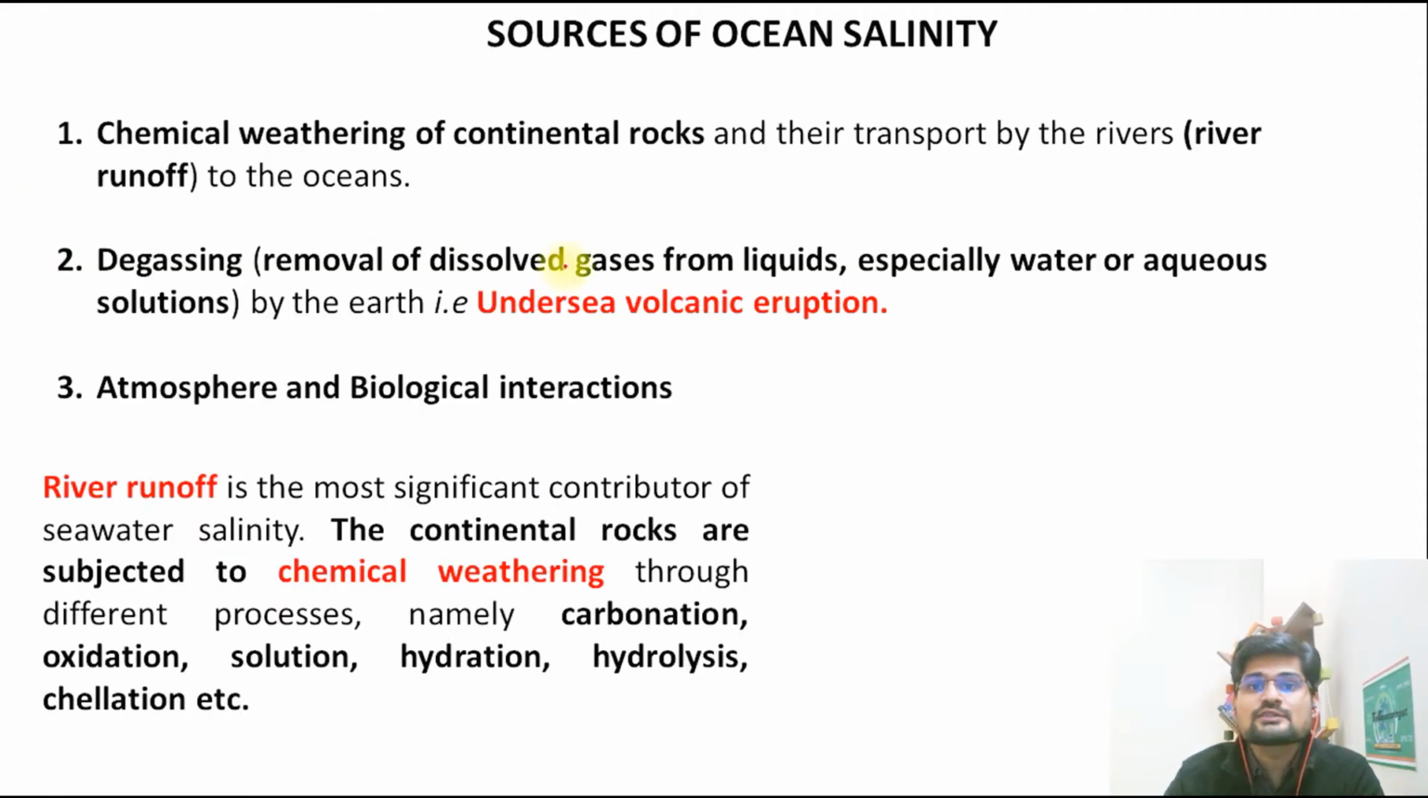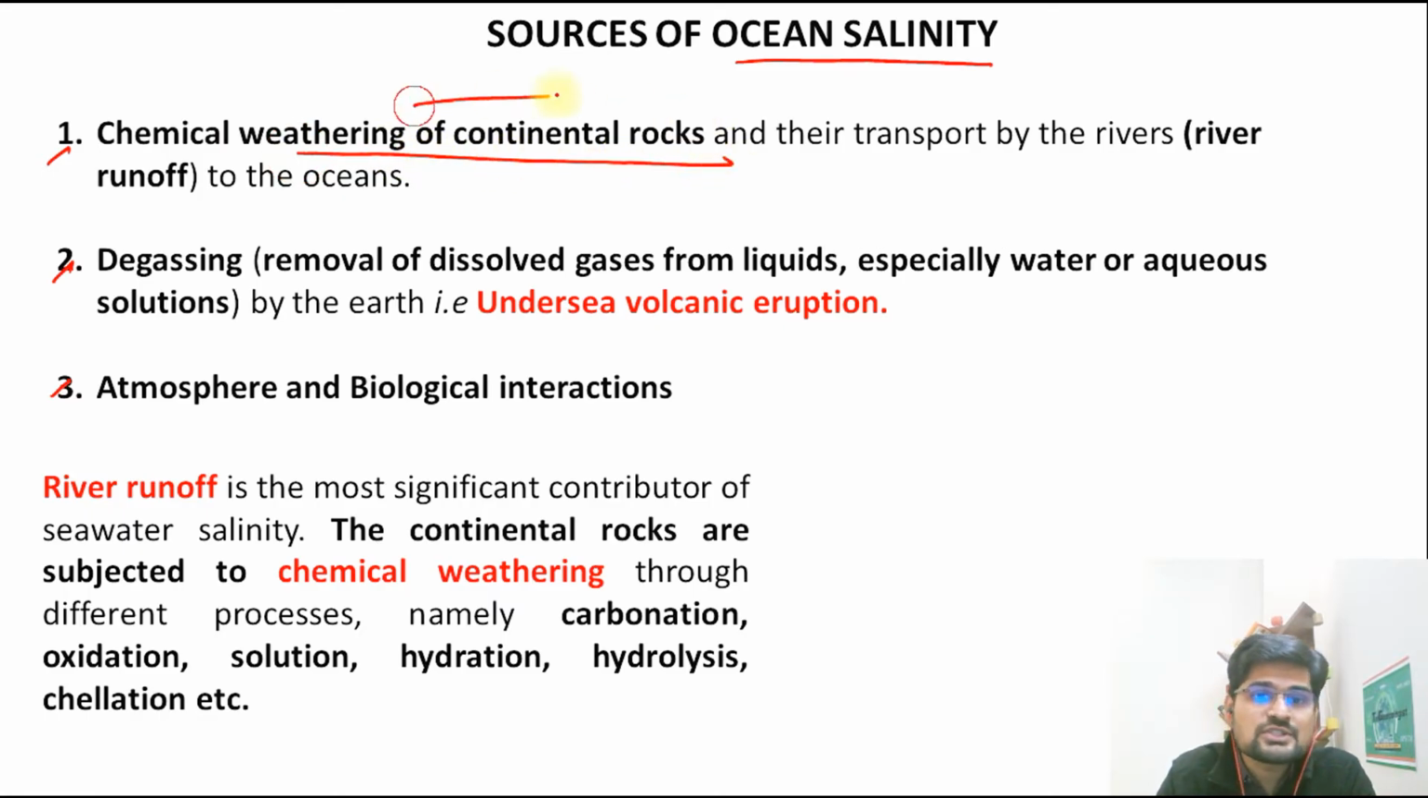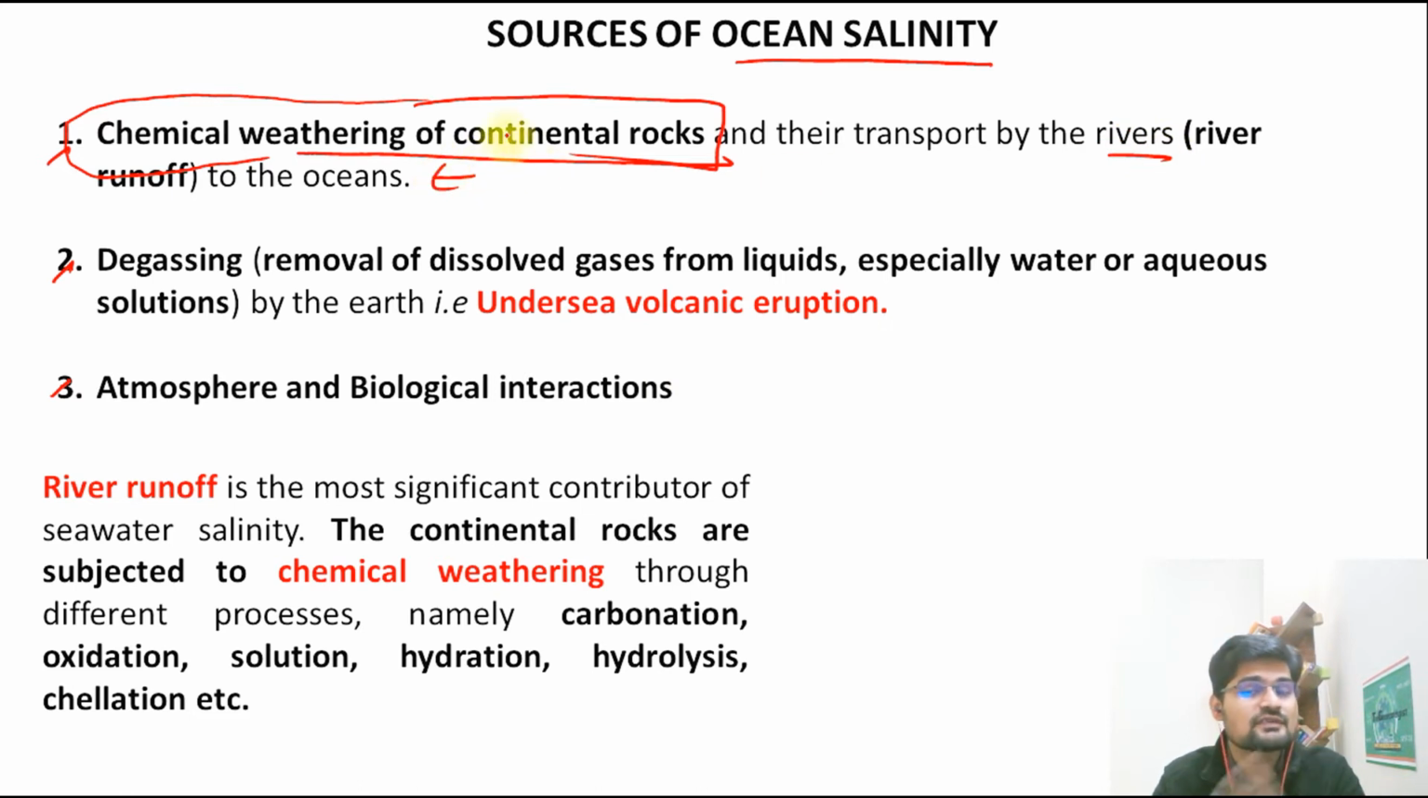Now let's go to the sources of ocean salinity. Now where does this salinity come into the ocean? Now remember, there are 3 important points in this. Chemical weathering of continental rocks. Remember geomorphology, we have already learnt about weathering, right? So chemical weathering of continental rocks produces lots of ions, right? And this is transported by the rivers into the ocean. So that is the first source.